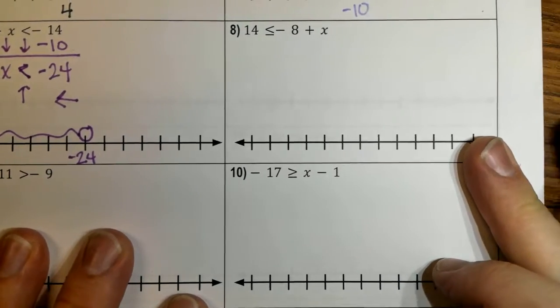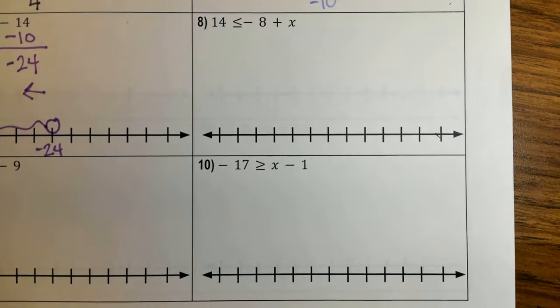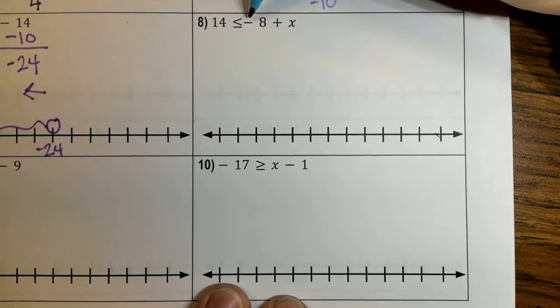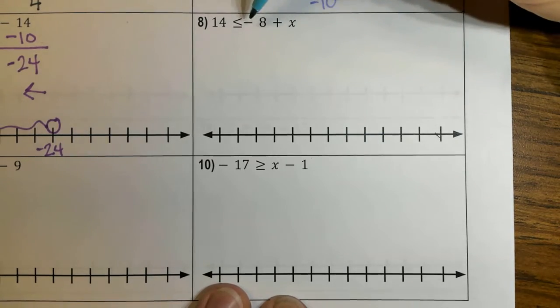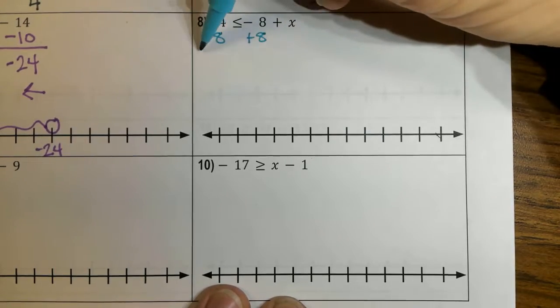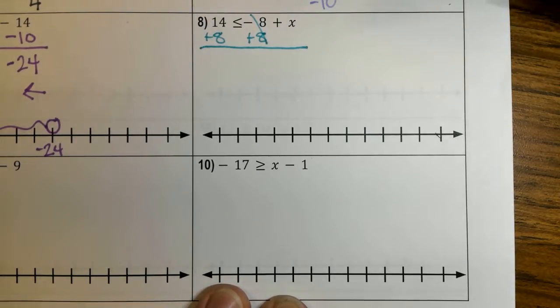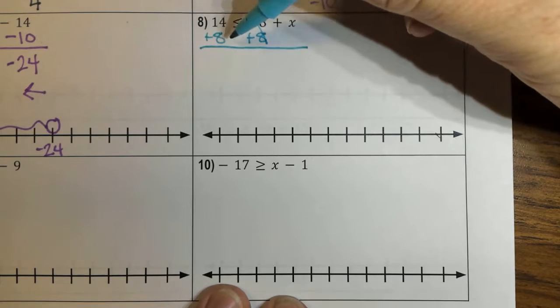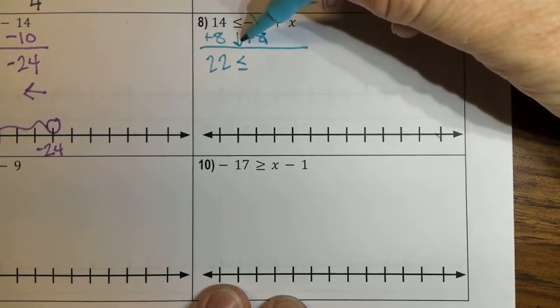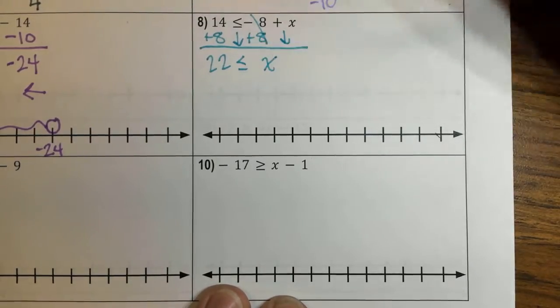Okay, number 8. Okay, I want to get x by itself again. So look, this one has a negative or -8, so the negative's there. So because it's minus, I'm going to do +8 on both sides. Okay, I do 14 plus 8, I get 22. Bring down my symbol, bring down my x.